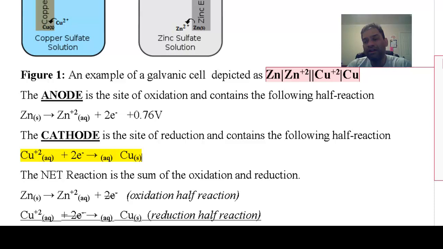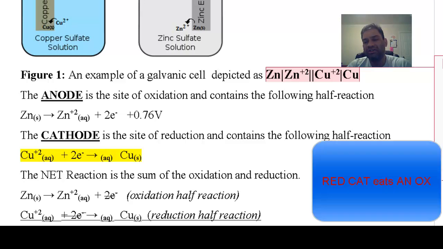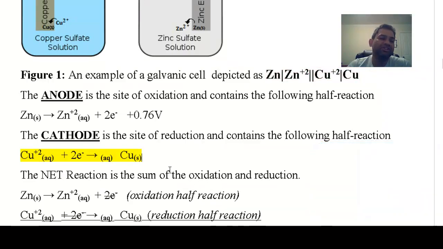One way to memorize this is red cat eats an ox. Reduction occurs at the cathode, and oxidation occurs at the anode. So red cat: reduction, cathode, and ox: anode, oxidation. Looking this up, here we don't have to flip the sign because it's straight from the reduction table. That is positive 0.34 volts.